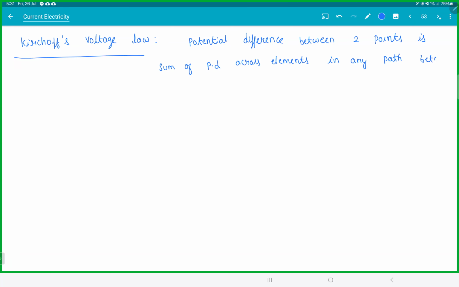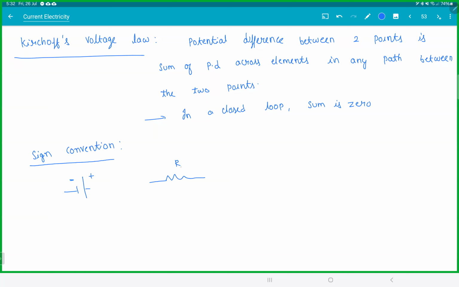So again, we use the same sign convention we used in capacitors. When you go in a battery, resistor, or capacitor, charge always flows from higher to lower potential, same thing, current flows from higher to lower potential. So when you go in the battery, from negative to positive terminal, you write +V. You go opposite to the battery, it is -V.